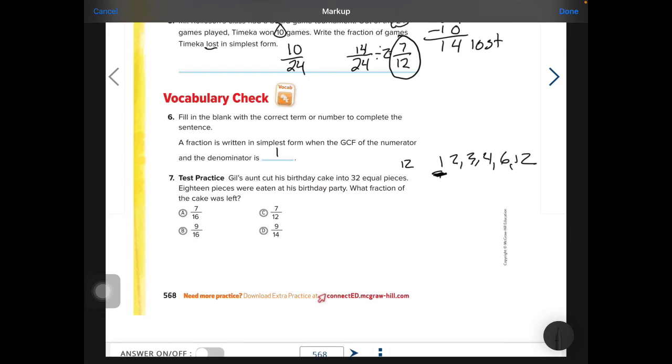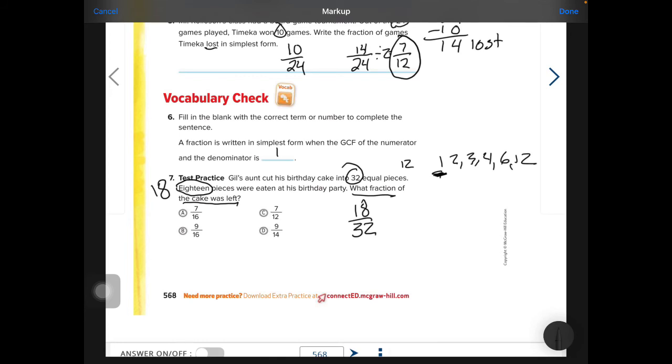All right, number 7. Gil's aunt cut his cake into 32 equal pieces. 18, okay, this is what 18 looks like as a number, were eaten at his birthday cake. What fraction was left over to bring Mrs. Cox in the morning? No, I'm just kidding. What fraction was left over?